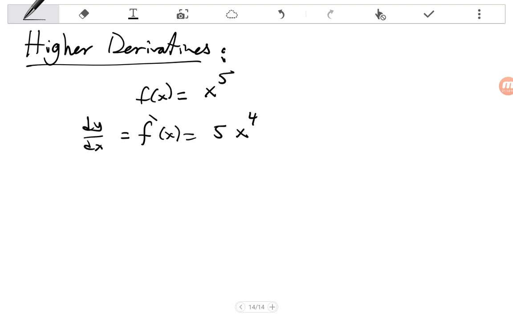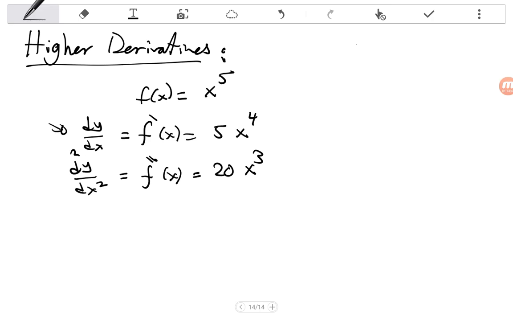Now, if I take the derivative of the first derivative, what would we call it? We would call it the second derivative. What is the second derivative? We denote it by f double dash of x. So we just take the derivative of that function. It would be 20x power 3. And it is denoted in this form as d2y by dx squared.